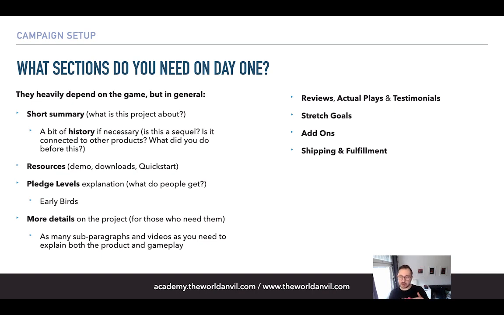Then a section with stretch goals. I think we'll discuss them in more detail later, but I suggest you put just a few there, and then you show that there's more once you see how the campaign is going. Then add-ons. What else can people add on top of their pledge? Various items. And at the very end you can put some information about shipping and fulfillment.